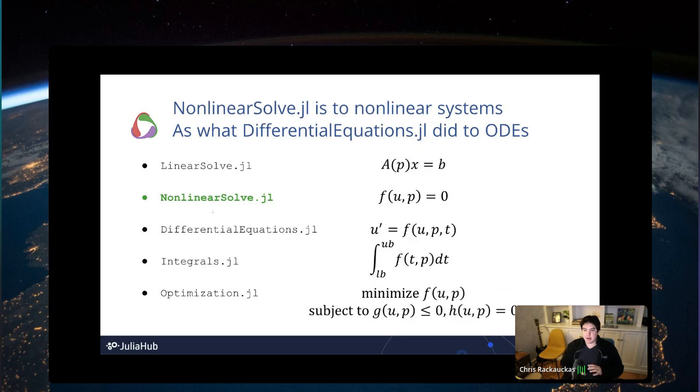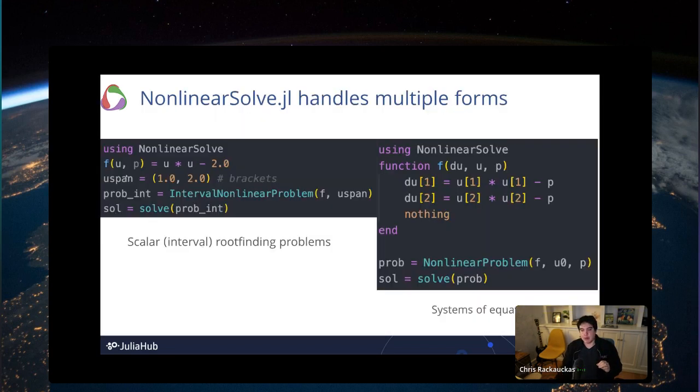Right? It turns out that every single one of the equation solvers in this form, whether it's integrals, optimization, all the different differential equation types, all of them have exactly the same form. You define the function that you're going to be interacting with, you define the initial conditions and parameters, you define a problem type, right? And then on that problem type, you hit solve, right?